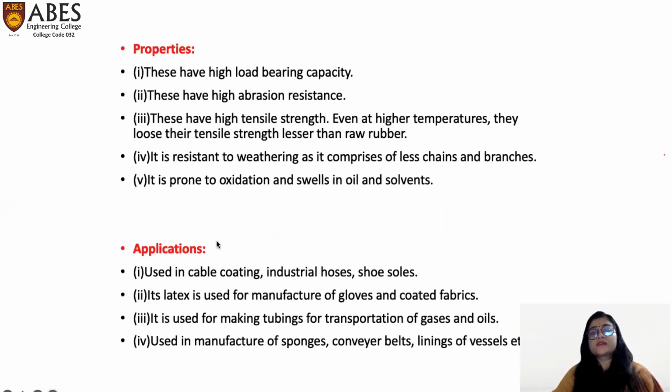The properties of Buna S include high load bearing capacity, high abrasion resistance, and high tensile strength. They are also resistant to weathering, but they have poor resistance towards oil and solvents. Their applications include cable coating, industrial hoses, soles, and the latex. That means the liquid form of the polymer is used to manufacture gloves and coated fabrics. They are also used in making tubings for transportation of gases and oils, and in manufacturing of sponges, conveyor belts, lining of vessels, etc.